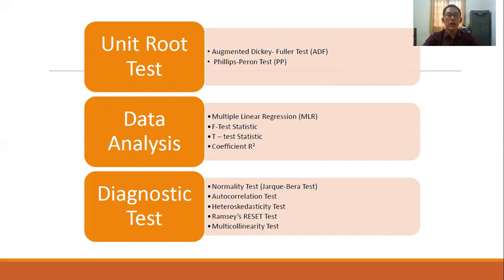These are the types of tests that will be used in EViews. The unit root tests have 2, which are ADF and PP. And I will use multiple linear regression. The diagnostic tests have 5. All of these tests I will explain further in the next chapter.